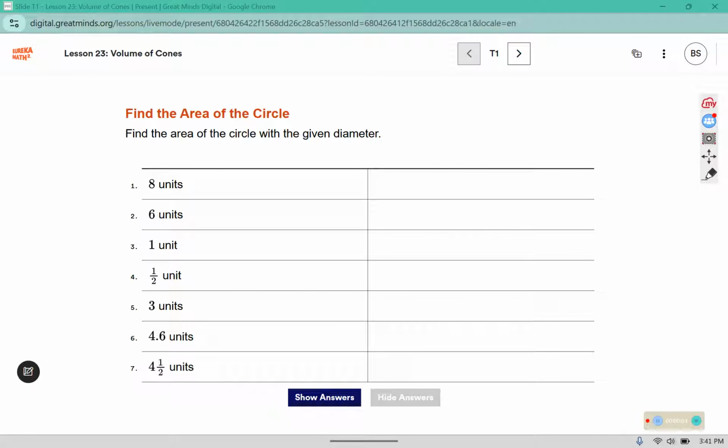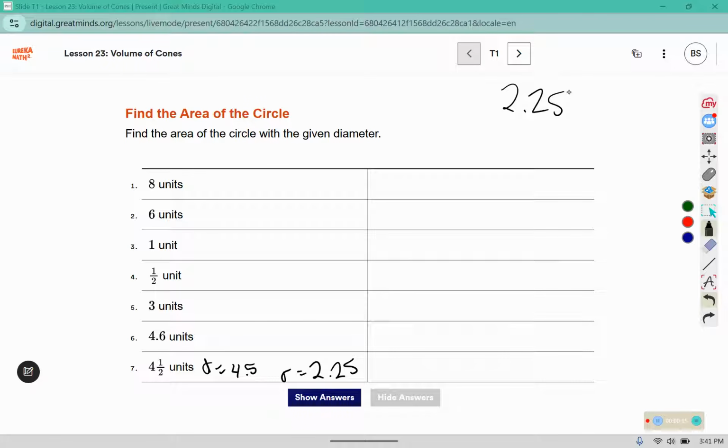Find the area of the circle with the given diameter. If the diameter is 4.5 and the radius is half of that, which is 2.25. So we need radius squared times pi. 2.25 squared is 5.0625, and then we have pi, to leave it in terms of pi.